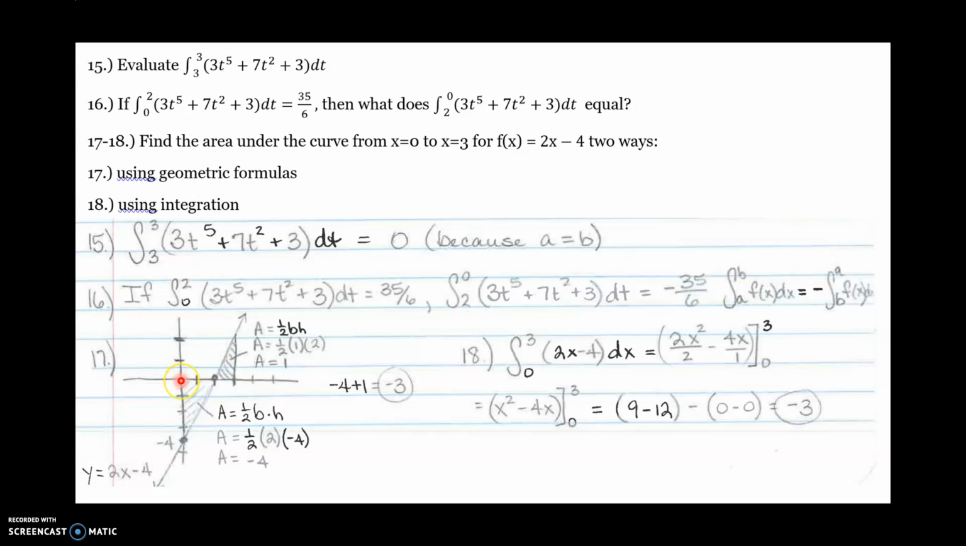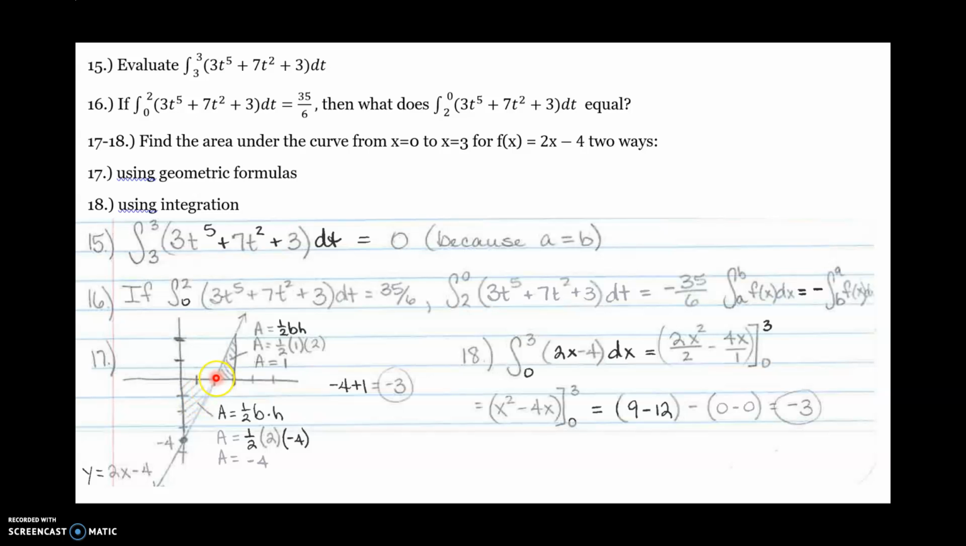So the area between that line and the x-axis from 0 to 3, that's our area under the curve. So that's going to be this piece right here and this piece right here. Now remember, if it's below the curve, the area is going to be negative. If it's above, it's going to be positive. So down here, I'm going to do 1/2 base times height. So you can see that our base is 2 and our height is negative 4. So when we do 1/2 times 2 times negative 4, we get negative 4 for this area.